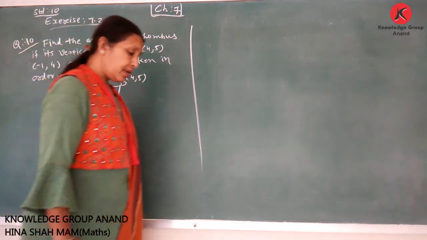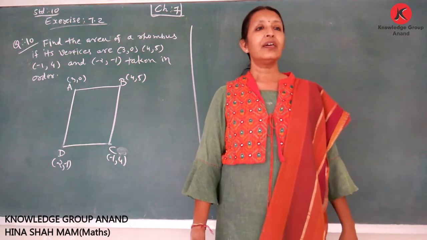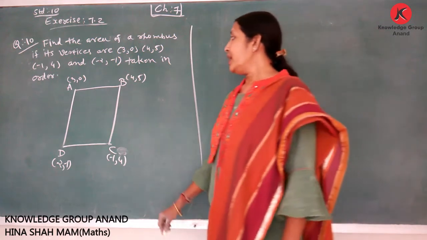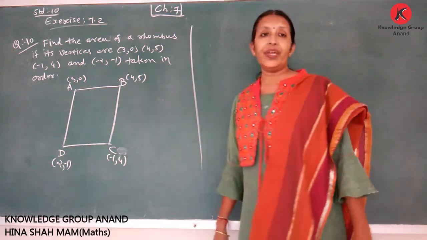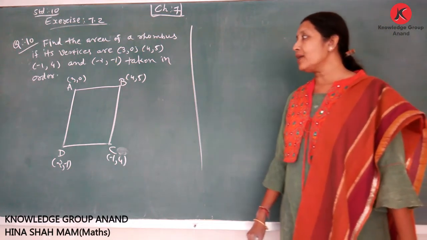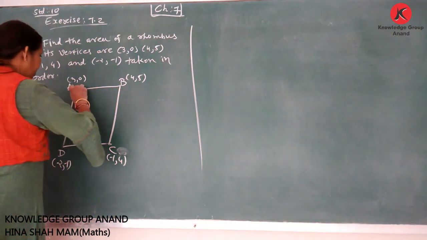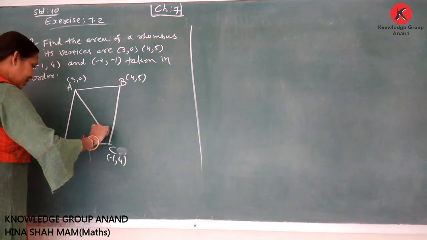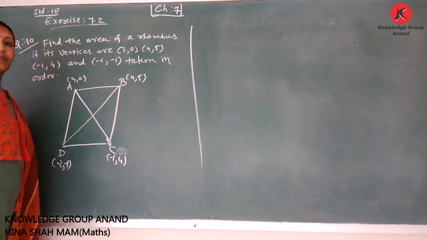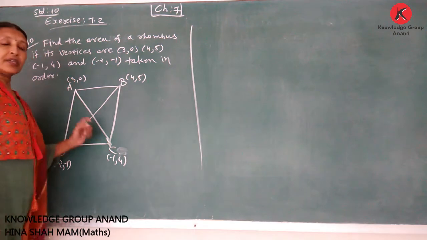We know the formula. What is the area of rhombus? Yes, 1/2 into product of diagonals. Correct. Area of rhombus is equal to 1/2 into product of diagonals. Product of diagonals, that means AC into BD. We find here its diagonals AC and BD. Using which formula to find AC? Distance formula.